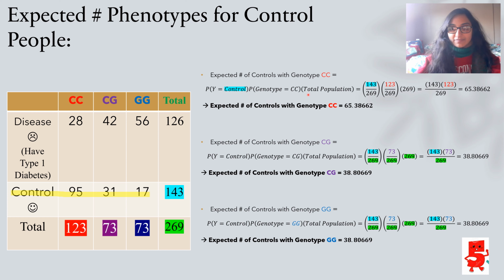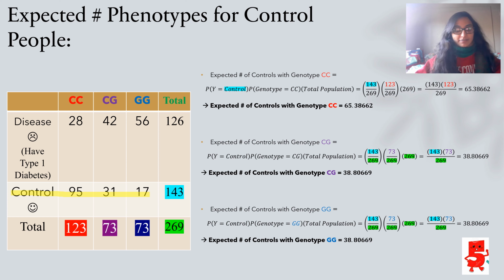Then the probability of having the genotype CC is equal to 123 divided by 269. So both of these are always going to be out of the total number of individuals. And then you multiply it by the total population, which again is 269 individuals in this sample. So that's the total population of the sample. When we simplify this out, we have 65.38622. So that's what we actually would have expected in here, for instance.